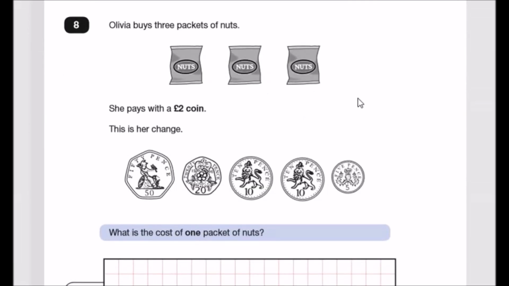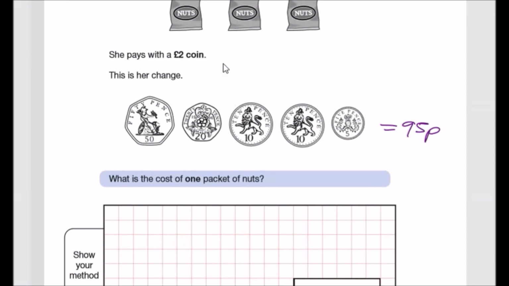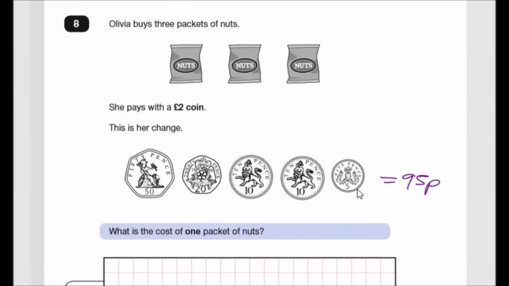Moving on. Question 8. So Olivia buys 3 packets of nuts. I do love the nuts actually. She pays with a £2 coin. This is her change. So she got 50, 20, 10, 10, and 5. So how much money does she have? So adding all this up, 50 plus 20 is 70, plus 10 is 80, plus 10 is 90, plus 5 is 95p. Okay, so she got 95p change from £2. What is the cost of 1 packet of nuts?